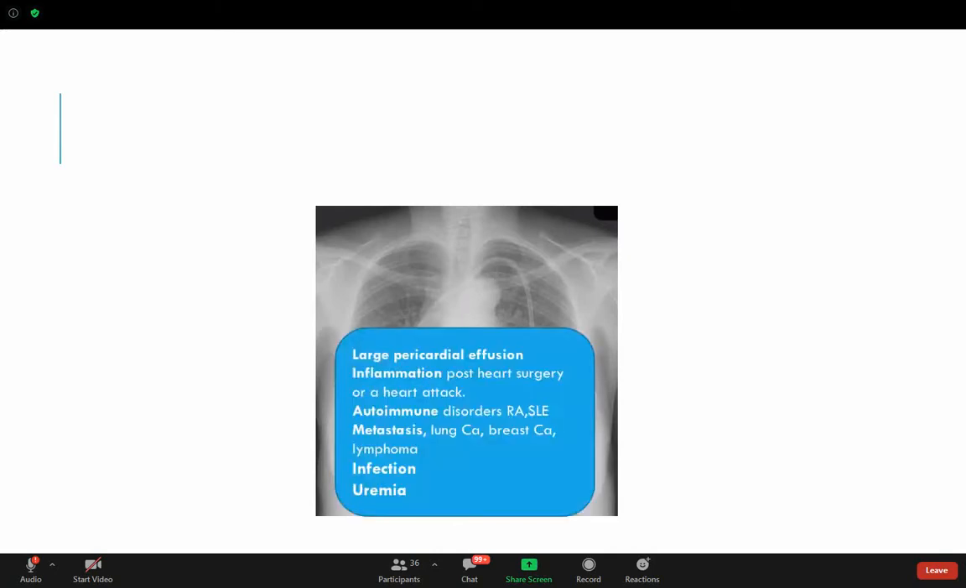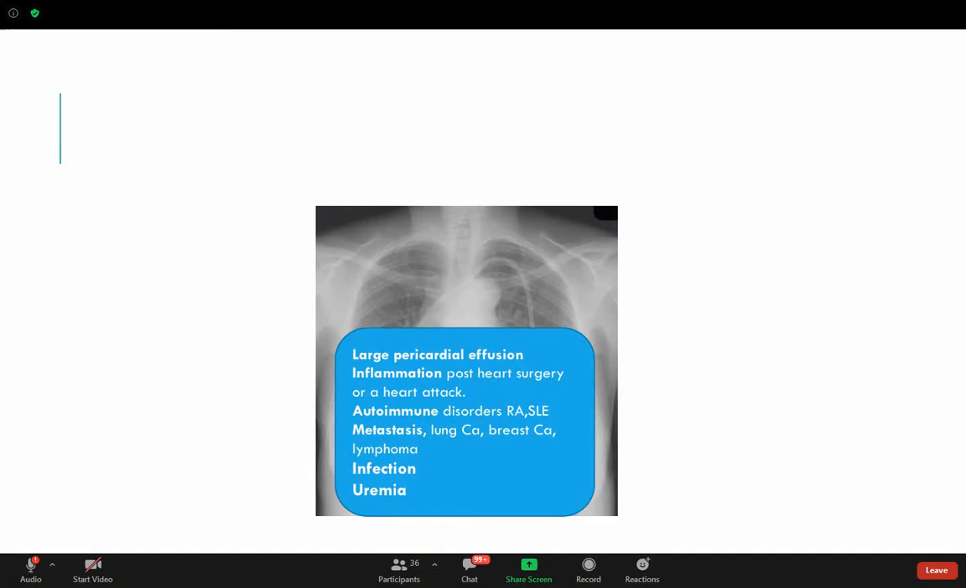Excellent. Okay, so large pericardial effusion. Those are the causes for pericardial effusion: inflammation after heart surgery or after heart attack, after MI, autoimmune disorders like rheumatoid arthritis, lupus, metastasis from lung or breast cancer, infection, uremia. And don't forget this patient has end-stage renal disease, so it can be uremia.